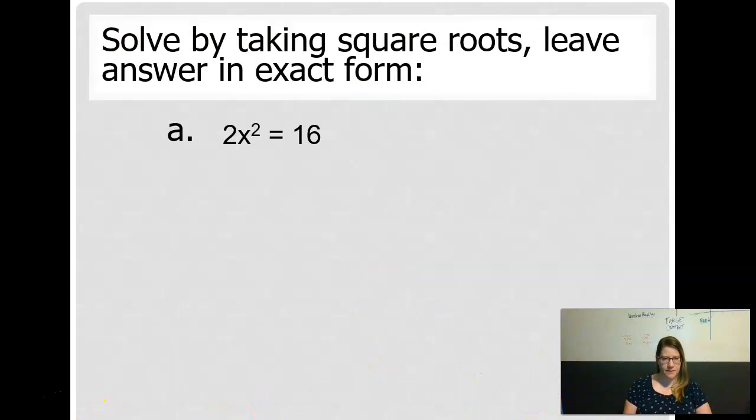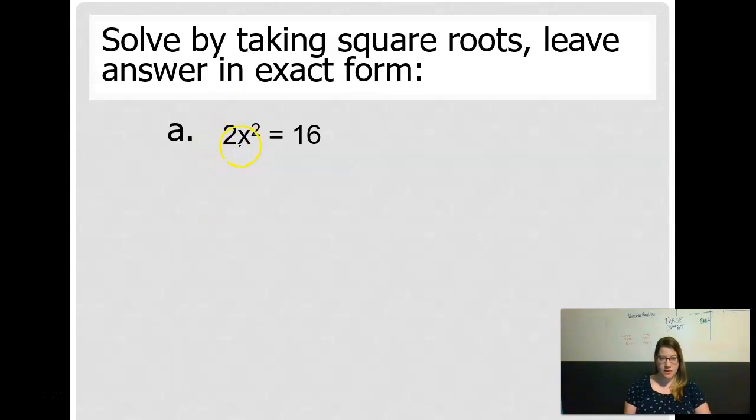So let's try another one. Solve by taking square roots, leave your answer in exact form. That just means we're not going to be changing this to a decimal. We're going to be simplifying our square roots. If it's a perfect square, it will just give us the number like we did in the previous example. If it's not a perfect square, we'll have to simplify like we did on our second slide.